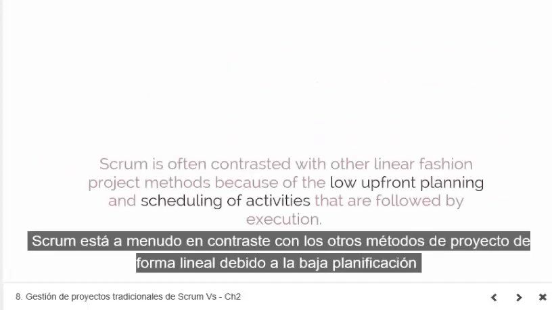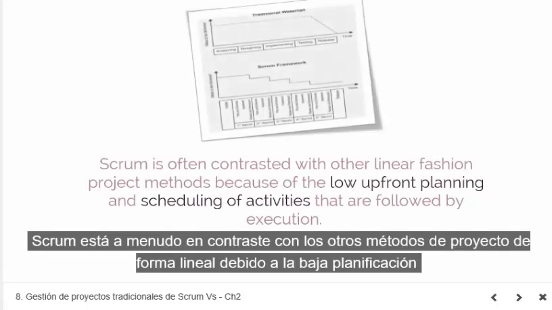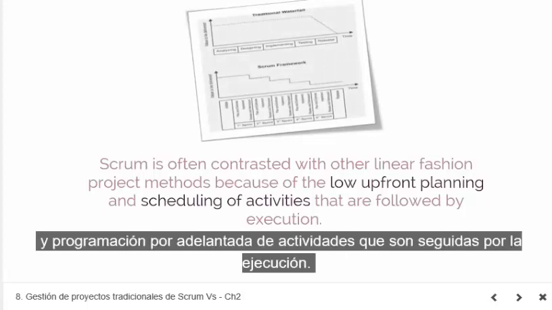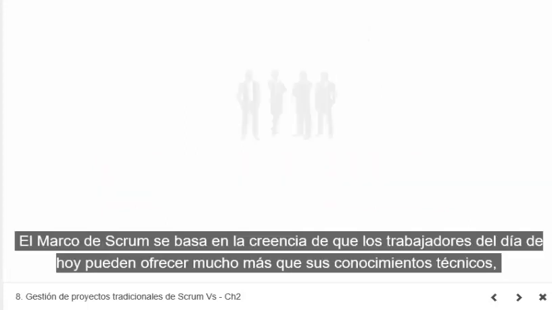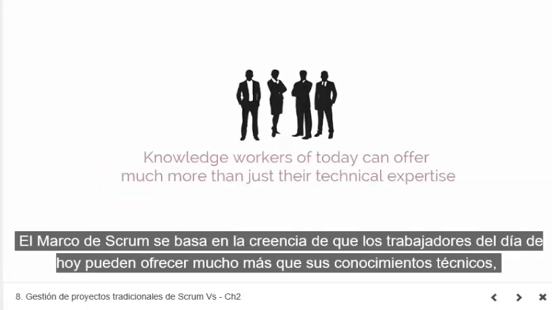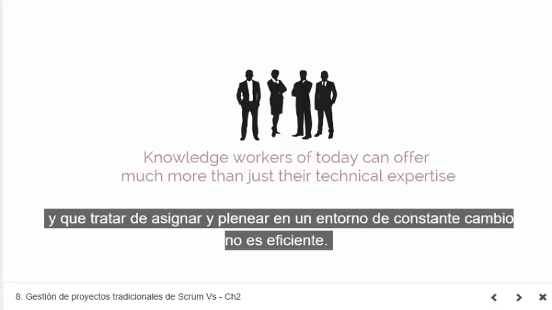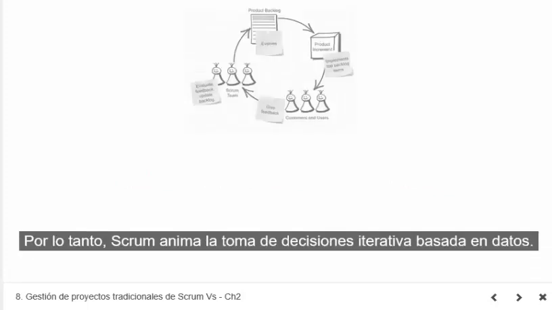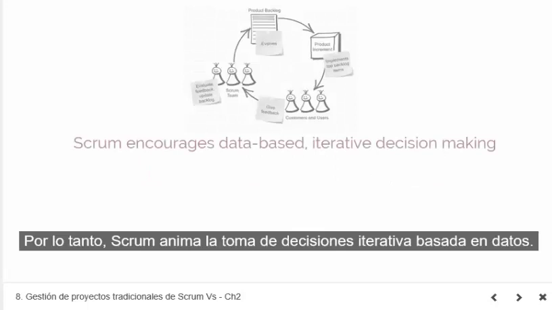Scrum is often contrasted with other linear-fashion project methods because of the low upfront planning and scheduling of activities that are followed by execution. The Scrum framework is founded on the belief that the knowledge workers of today can offer much more than just their technical expertise, and that trying to fully map out and plan for an ever-changing environment isn't efficient. Therefore, Scrum encourages data-based, iterative decision-making.